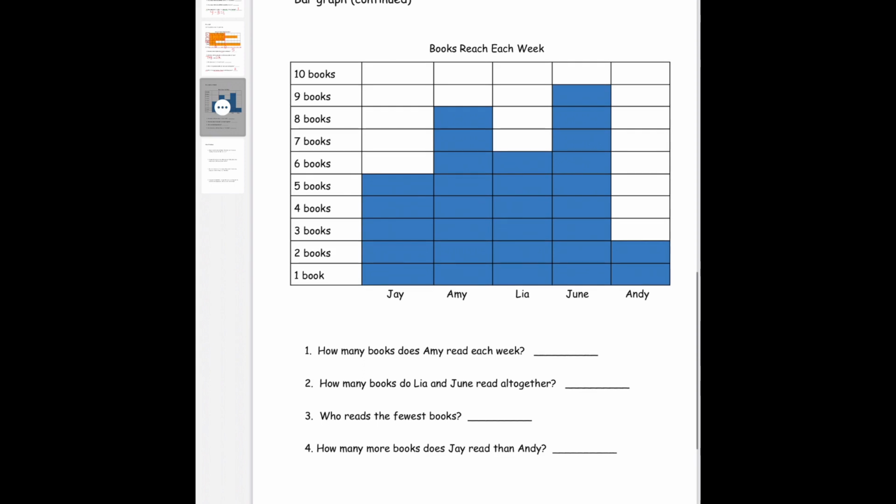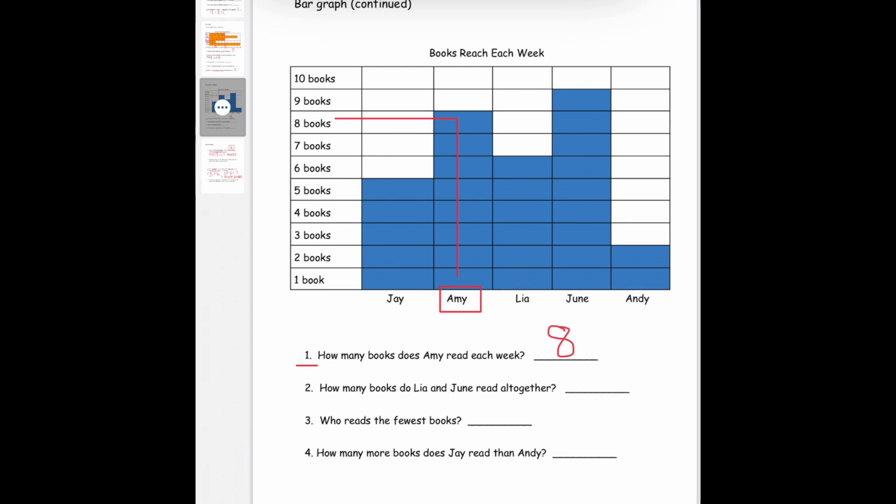Okay, now bar graph continued. So let's answer question number 1. It says, how many books does Amy read each week? So we find Amy right here and go all the way up and to the side, and it says 8 books. So Amy reads 8 books each week.